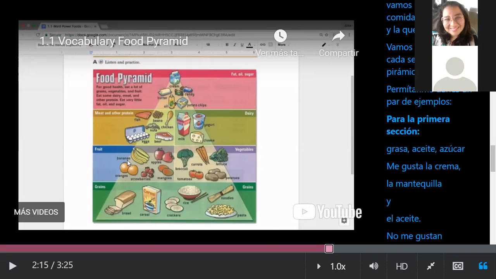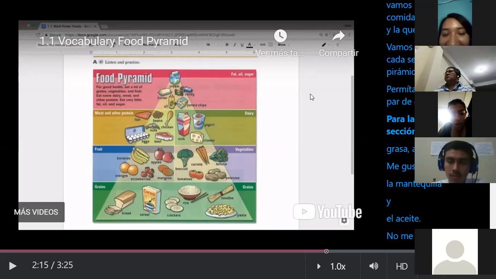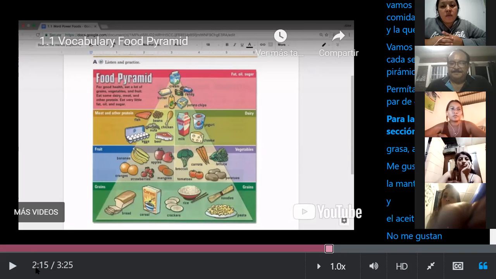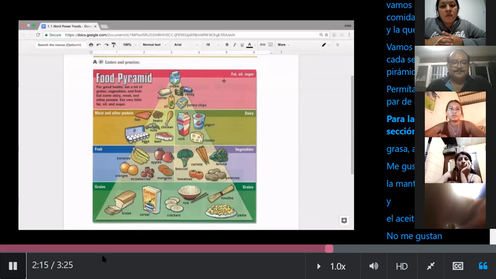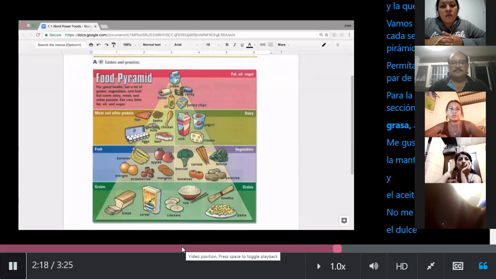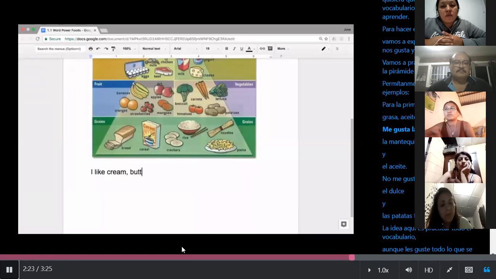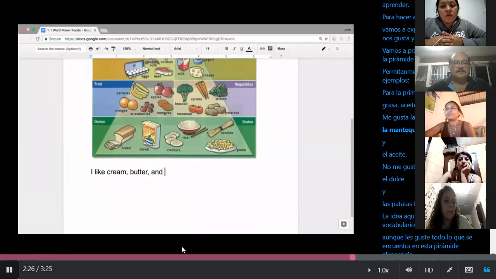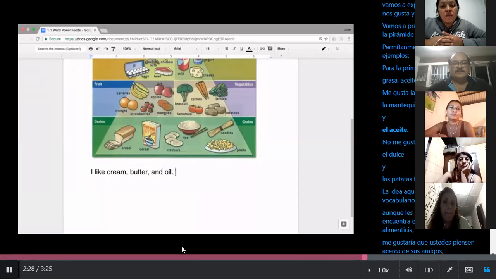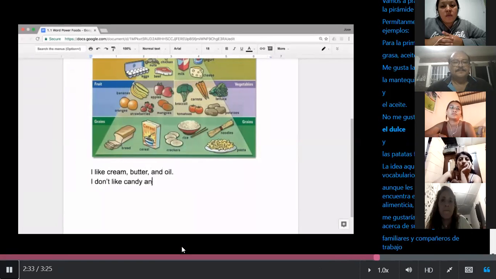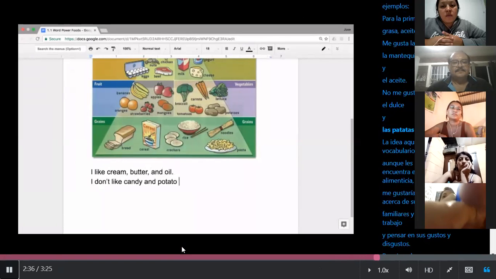No questions about this vocabulary? No problem. Teacher. Okay. Then fat, oil, sugar. I like cream, butter, and oil. I don't like candy and potato chips.